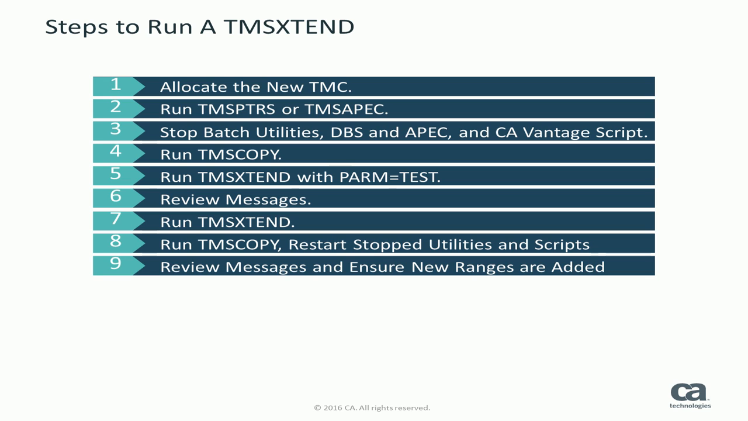Allocate the new TMC. Reminder to run TMSPointers or TMSAPEC. Stop batch utilities, the DBS and APEC subtasks, the CA Vantage script. Run the TMS copy. Run TMSXTEND with the parm of test. Review the messages. And then run TMSXTEND live. Run TMS copy afterwards. Restart your stopped utilities and scripts. And finally review messages and ensure that the new ranges were either added or removed, or DSNBs were added or removed. So let's get started.